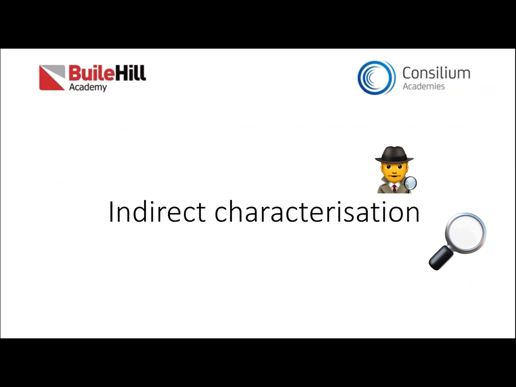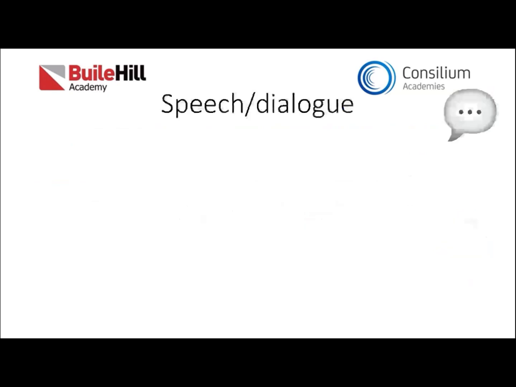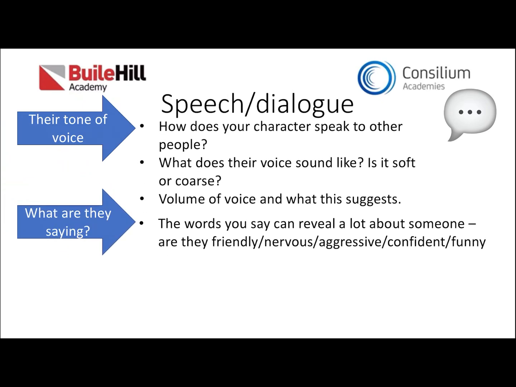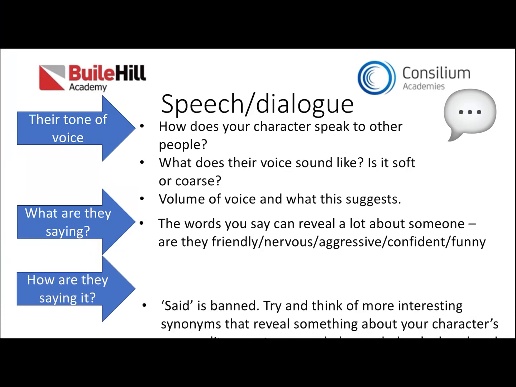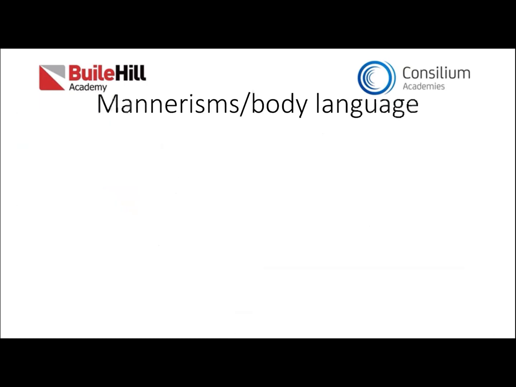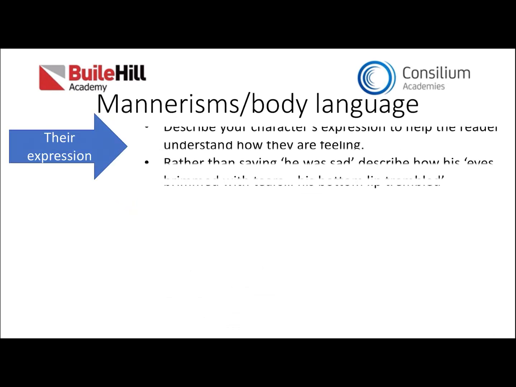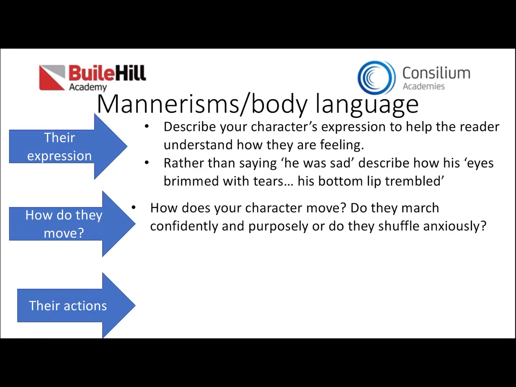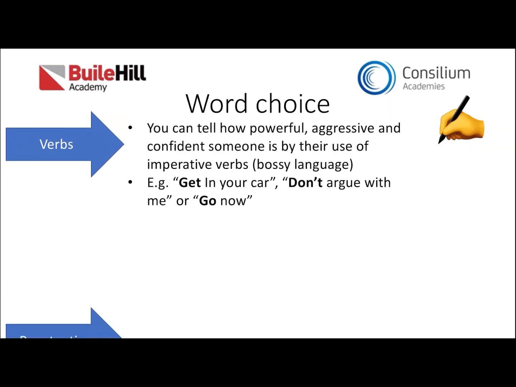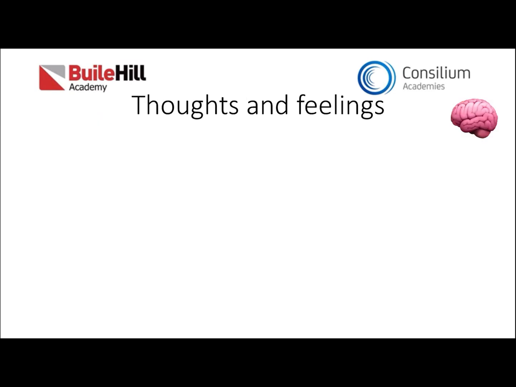So I would think of indirect characterisation as just clues from the author that reveal what kind of person the character is. On the screen in a moment, I'm about to break down different ways to indirectly characterise. But rather than me reading it aloud, I'd like you to pause each slide and to summarise information to bullet points. So 1, we have speech and dialogue. 2, mannerisms and body language. 3 is word choice. And 4 is thoughts and feelings.